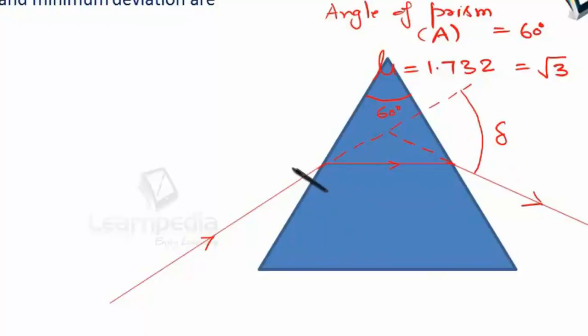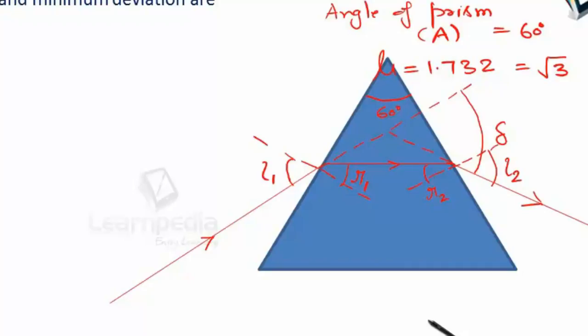And at this point, if we draw a normal to the surface here, then this is the angle of incidence, say I1, and the ray inside the prism makes an angle R1 with the normal. And similarly at this interface, let's draw a normal here too, and here R2 is the angle of incidence in this case, and suppose I2 is the angle of emergence.